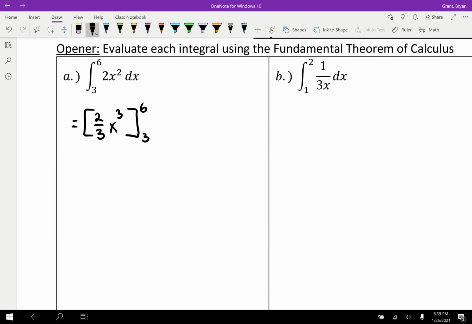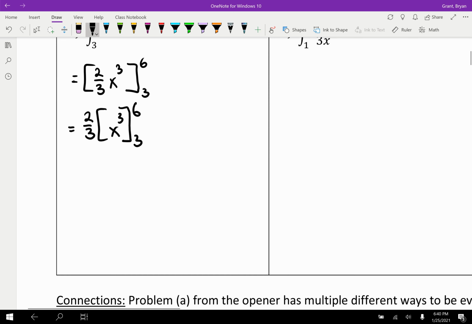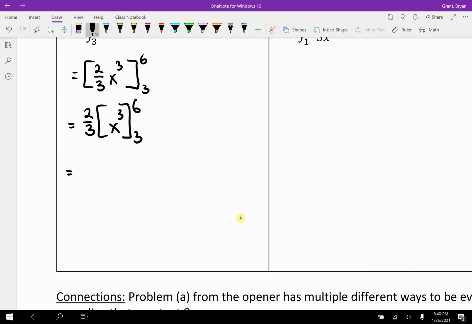Now, you could substitute in 6 and 3 and subtract them right away, and that's fine. You'll get the right answer. But then you're going to have to use 2/3 twice. So I would actually, before going through that fundamental theorem, factor out the 2/3 first just to make your life a little bit easier, and then apply the fundamental theorem, which, of course, says substitute in the upper limit first and then the lower limit, subtract, and see how we did.